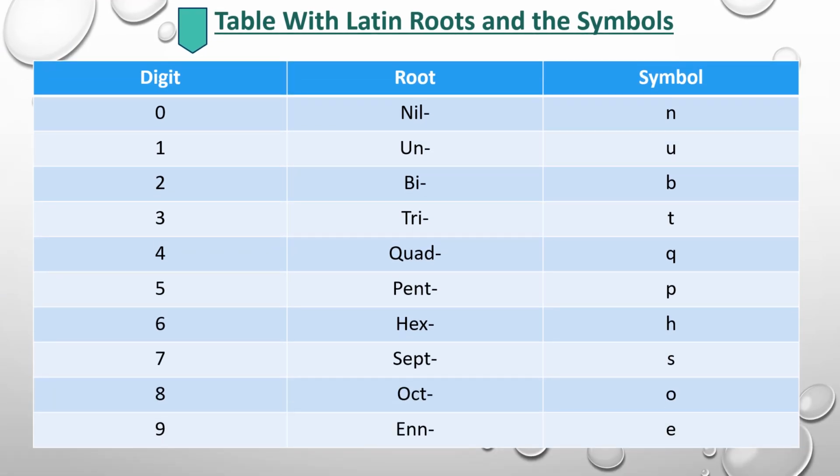Table with Latin roots and the symbols. Digit 0, root nil, symbol small n. Digit 1, root un, symbol small u. Digit 2, root bi, symbol small b. Digit 3, root tri, symbol small t. Digit 4, root quad, symbol small q. Digit 5, root pent, symbol small p. Digit 6, root hex, symbol small h. Digit 7, root sept, symbol small s. Digit 8, root oct, symbol small o. Digit 9, root enn, symbol small e.